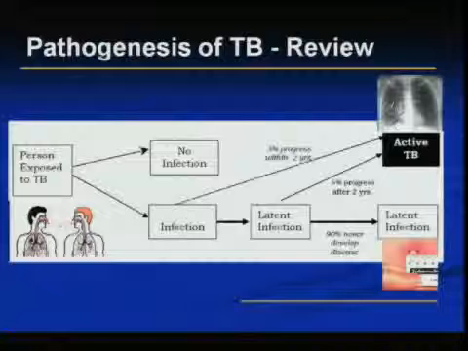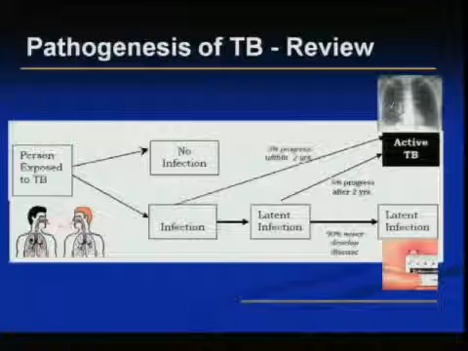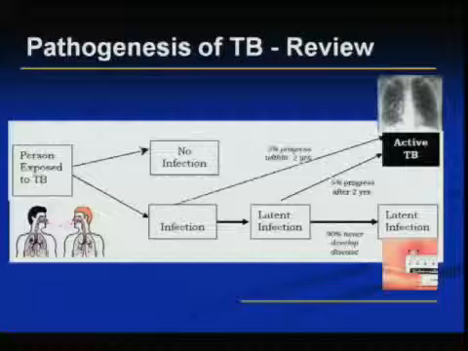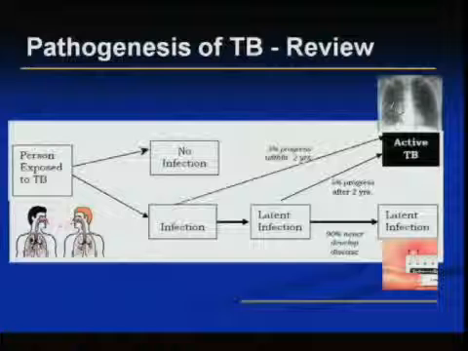Once infected, most individuals for a lifetime are able to wall off the TB bacillus, and although it's alive, it's dormant and does not cause disease. In 10%, it does cause active disease, with the highest risk being in the 2 years after infection for 5%, and then a 5% risk for the rest of your life.